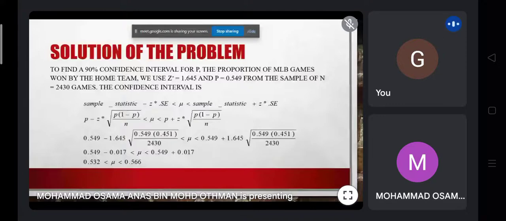So by using calculator, we should get the final answer is 0.532 less than mu less than 0.566. Where do I get 0.451? That is from 1 minus p. As we know, p is equal to 0.549. So 1 minus 0.549 is equal to 0.451.